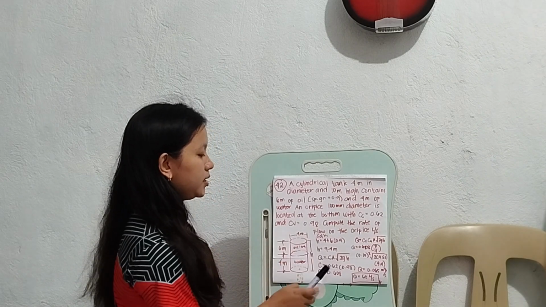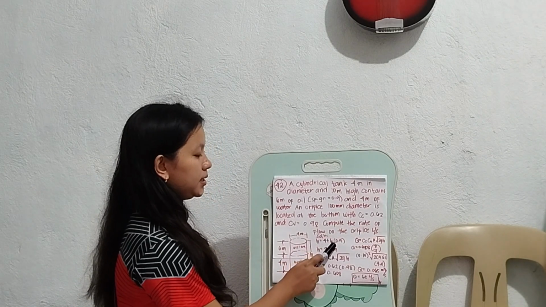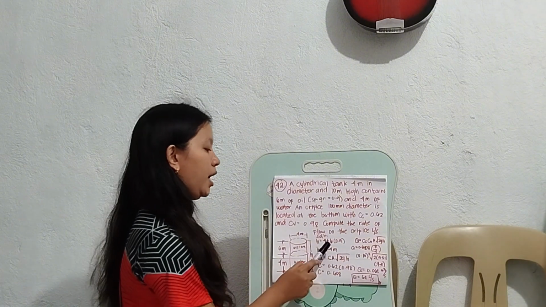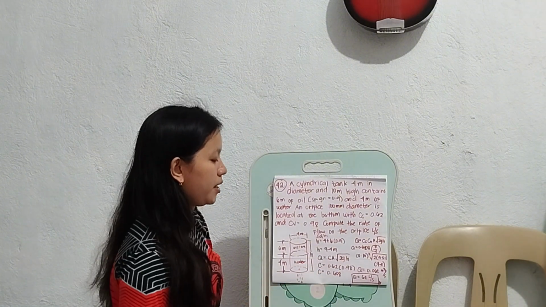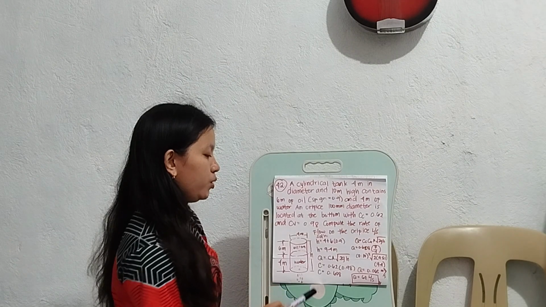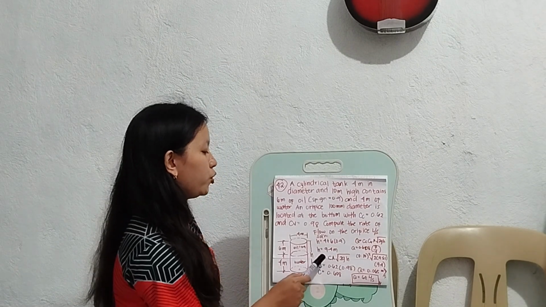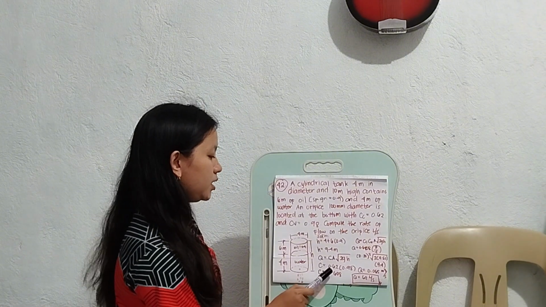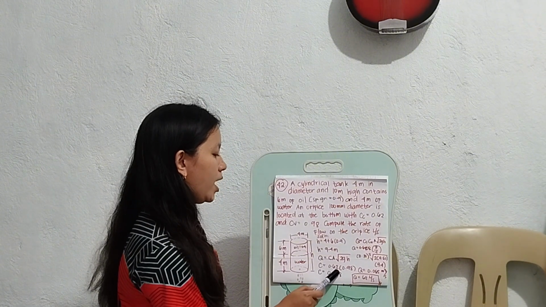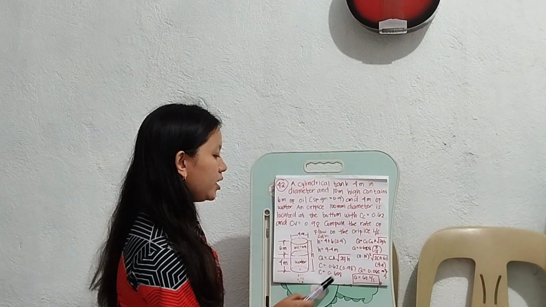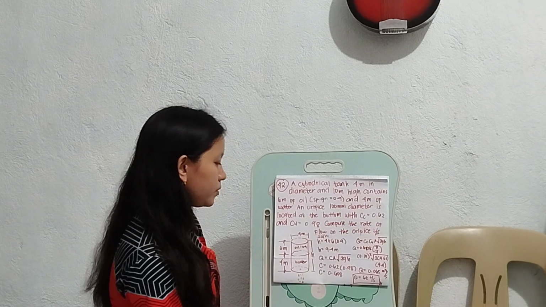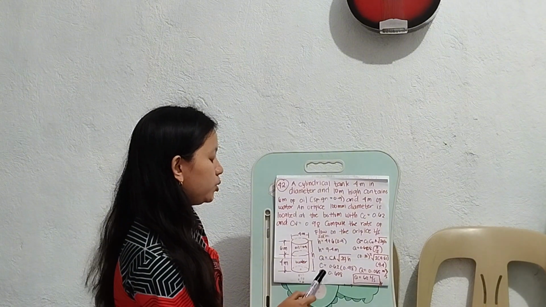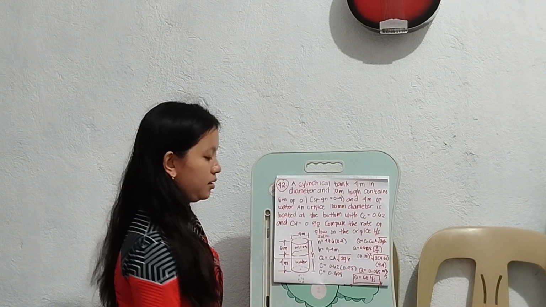So the solution is, we have 4 plus 6 times the specific gravity 0.9. So the answer for the H is 9.4 meters. The next one is we need to find the Q. So Q is equal to CA square root of 2GH, where C is equal to 0.62, and then the A for the area is 0.98. So 0.62 times 0.98 is equal to 0.608.